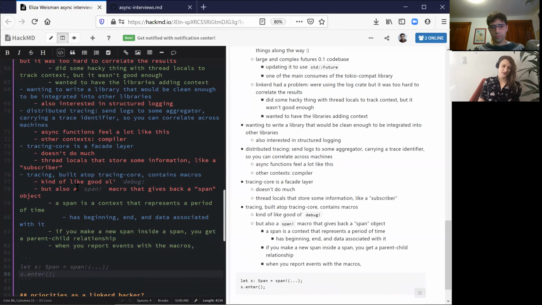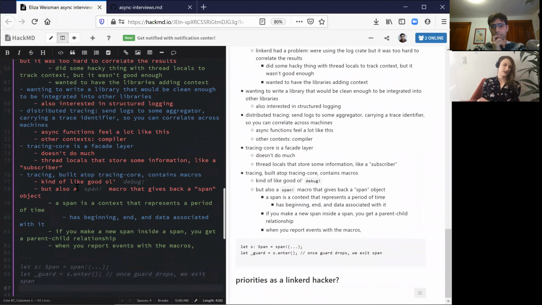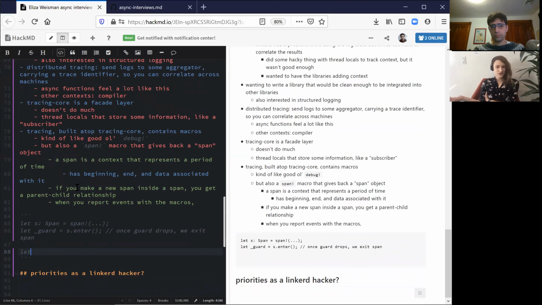And we're about to get into something interesting about that drop guard. But so that gives you a drop guard, and that's saying, as long as this guard is on the stack, I am inside of the span that I just made. Okay. And then what happens is that if you say span again, or you say debug or whatever, while you're in this scope where you have this drop guard on the stack, you're saying this event or this span is happening within the span that I entered.